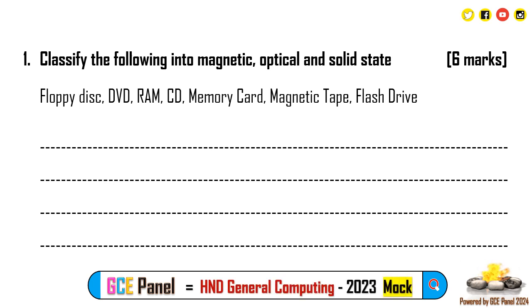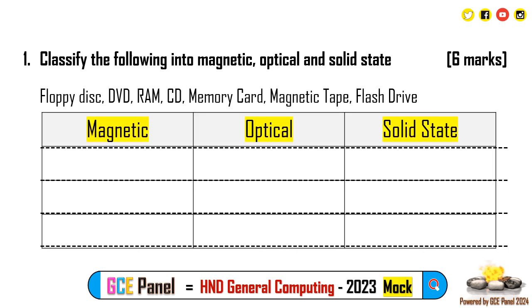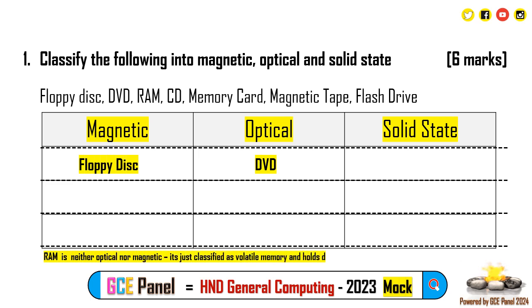Question 1 in section B says, classify the following into magnetic, optical, and solid state. So we have floppy disk, DVD, RAM, CD, memory cards, magnetic tapes, and flash drive. So we're going to classify this using a table. Now the first one, floppy disk, is magnetic. DVD is optical, CD is optical, but RAM is none of the above. It's neither optical nor magnetic. It's just classified as volatile memory.